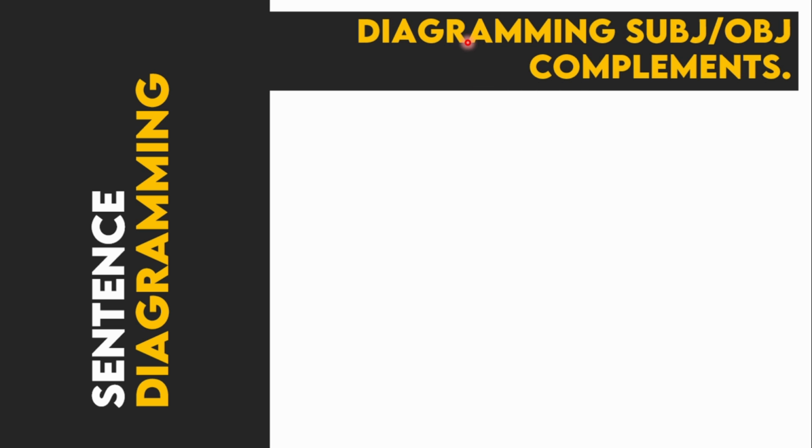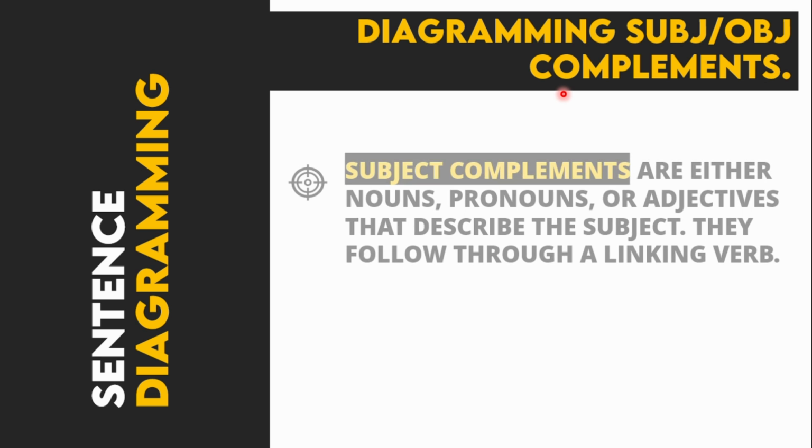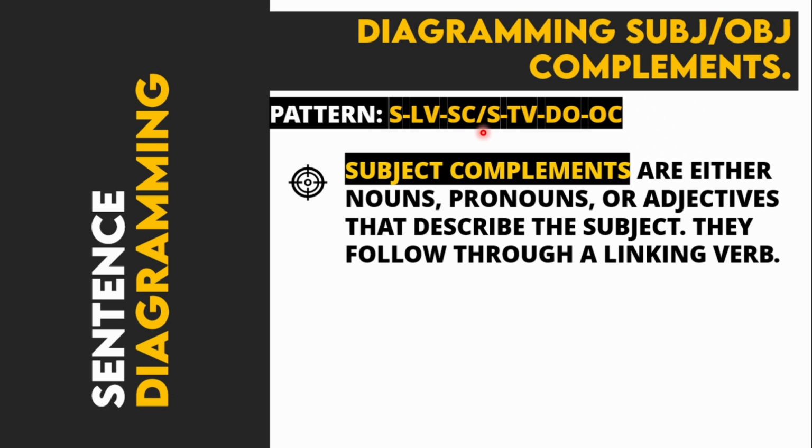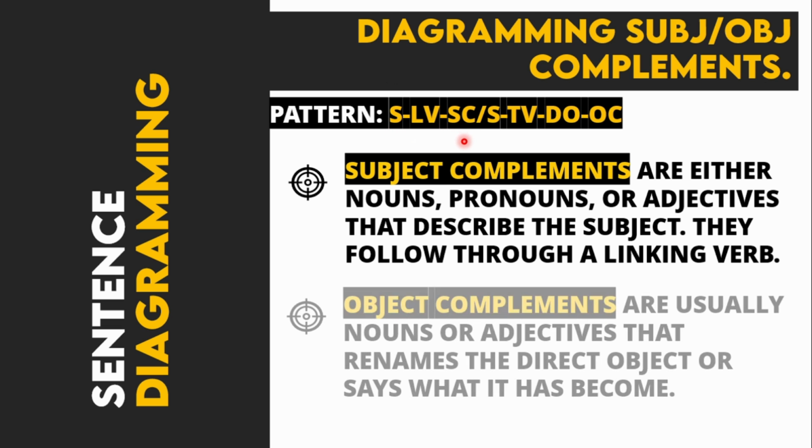And of course, we also have here diagramming of subject and object complements. We've been diagramming SIV, STVDO, STVIODO. We'll now diagram SLVSC and STVDOOC, where we will be using complements. Okay, so for a refresher, what are subject complements? Subject complements are either nouns, pronouns, or adjectives that describe the subject. They follow a linking verb. So that is why it is said to be SLV-SC.